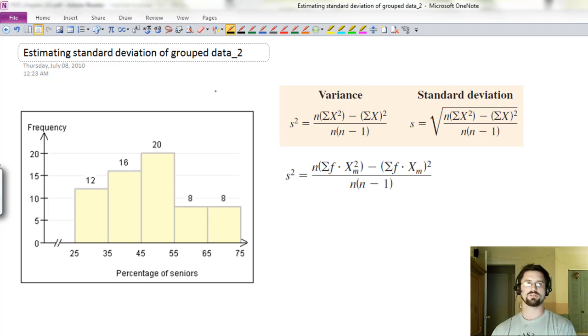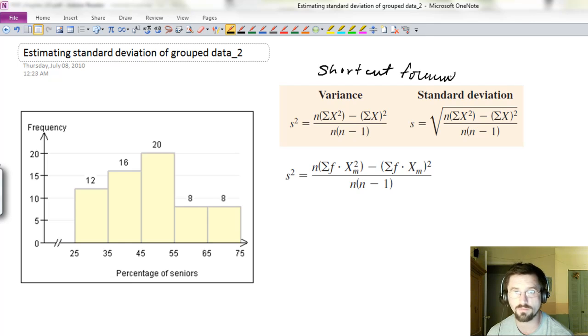Too bad. Anyways, we've been working on estimating standard deviation of group data. The formula we've been using is this one down here, and it's based on the shortcut formulas that are found on page 137 in your book.